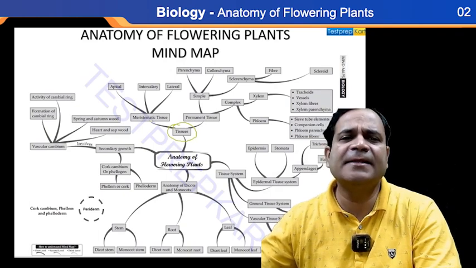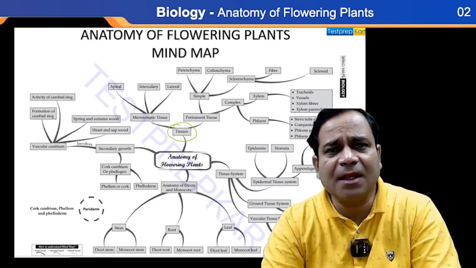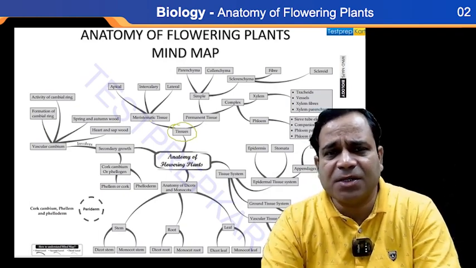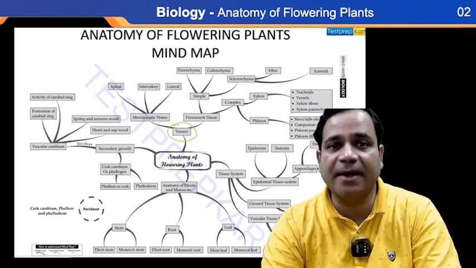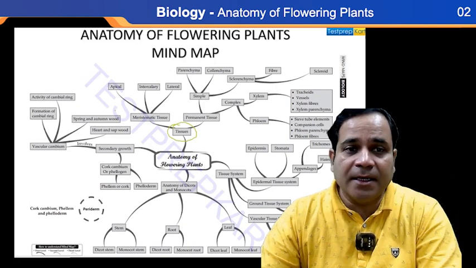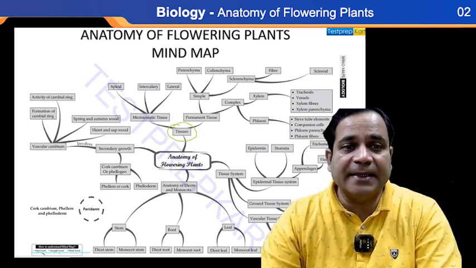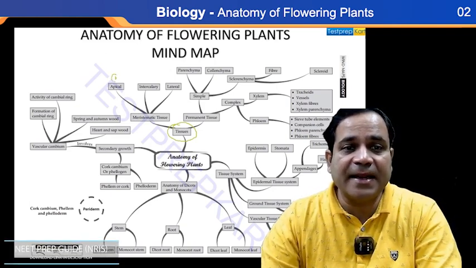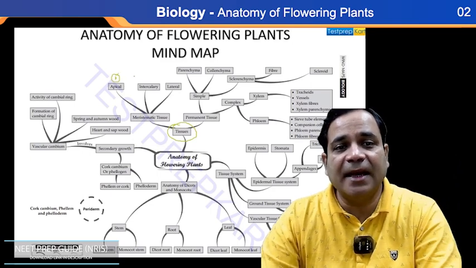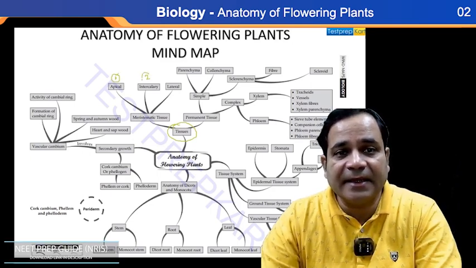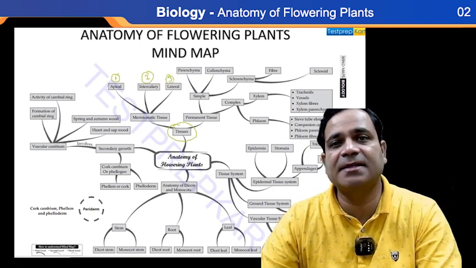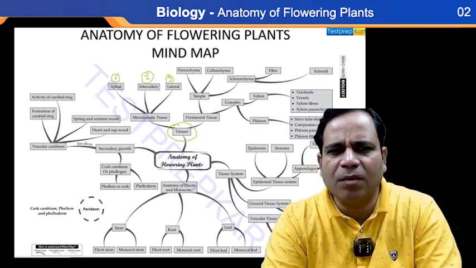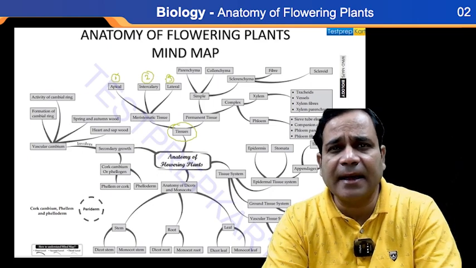Now the point here is that meristematic tissue means dividing tissue, and this dividing tissue can further be classified into three parts. Number one is apical meristem. This one is intercalary meristem, and the third is lateral meristem, my dear. Do you know the meaning of apical, intercalary and lateral?